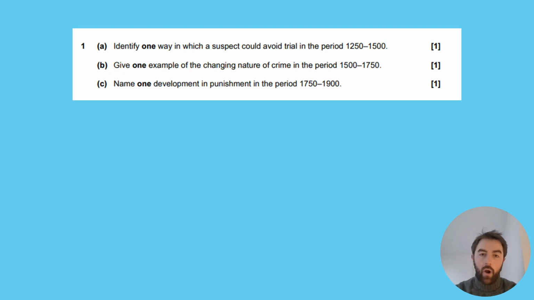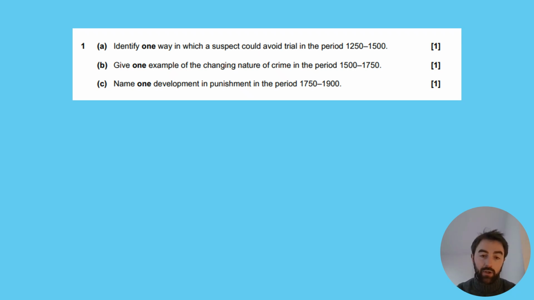Now, you start the Crime and Punishment paper with three 1-mark questions. I like to call these the warm-up questions, because the idea is just to get your recall going at the start of the mock or full exam, and the answers for these can actually oftentimes be used in questions later on down the line.